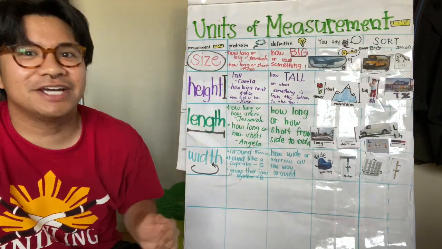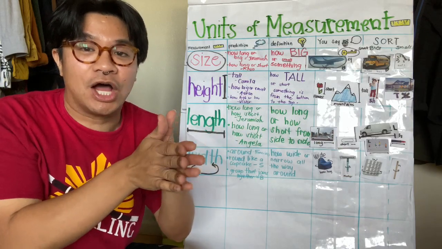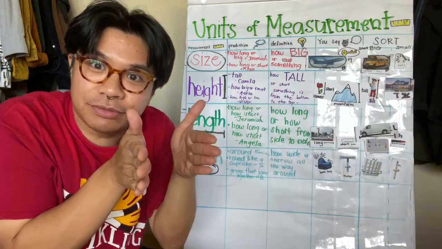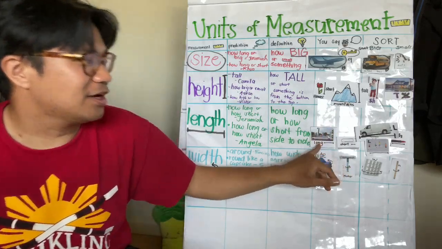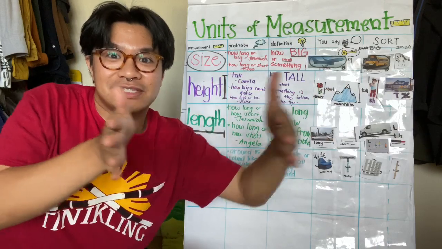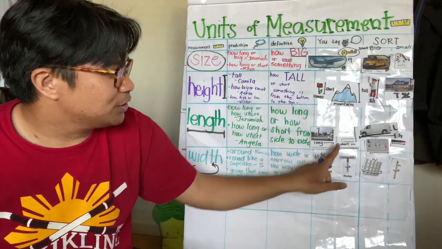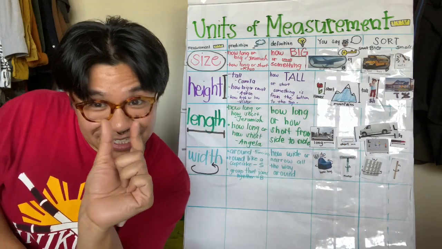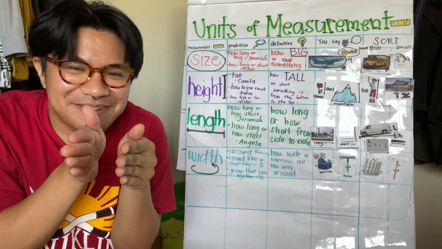Another attribute we learned was length. Length is how long or how short from side to side. We know that a limousine is super long because there's a lot of space from side to side of a limousine. We know that a paper clip is short because there's a little bit of space from side to side.